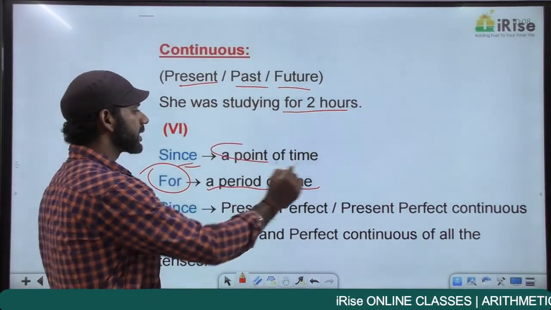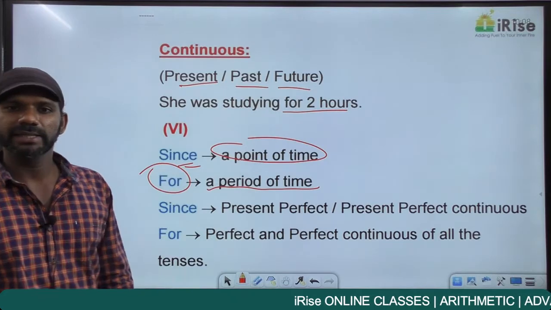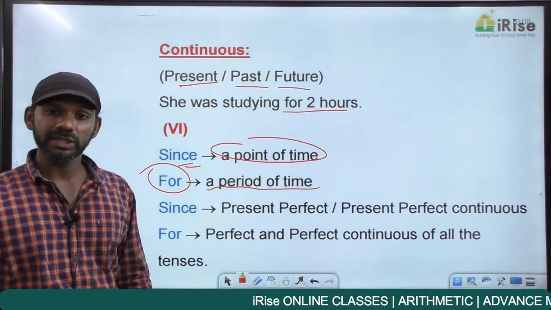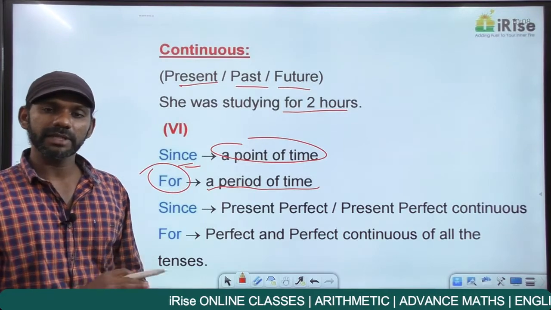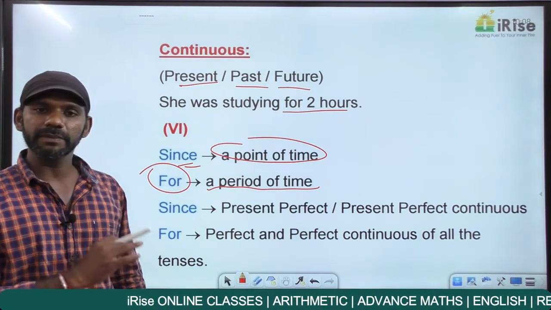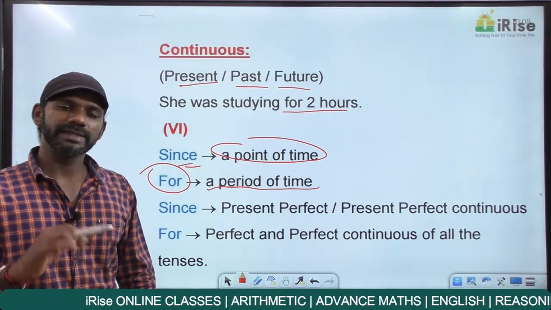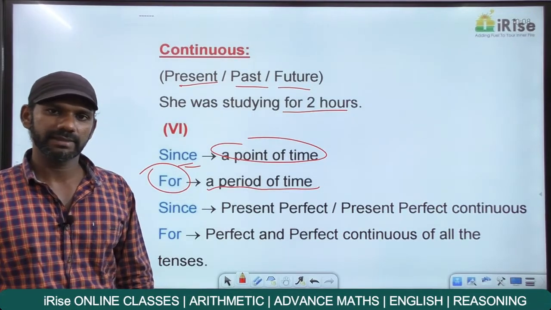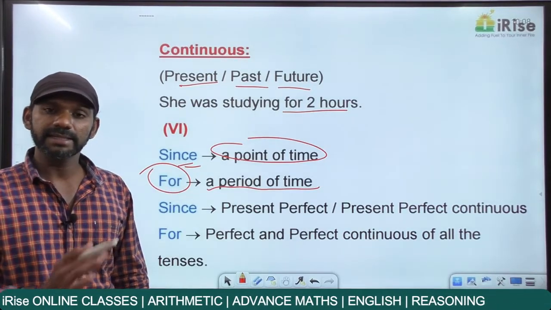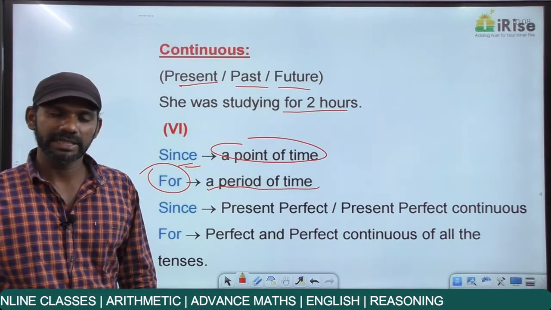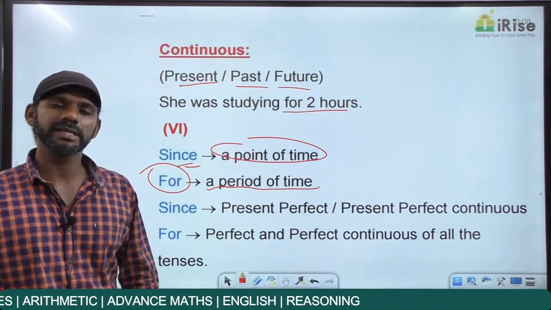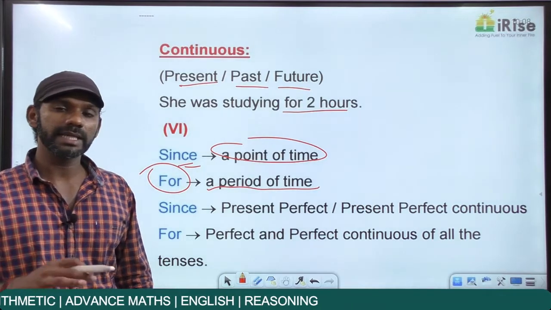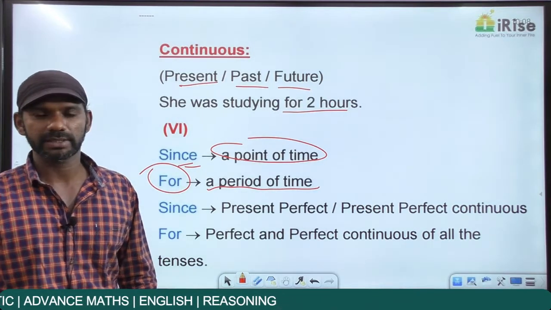"Since" is used with a point of time. If I say since 2010, since 2 o'clock, since morning, since yesterday, these are points of time, so it must be "since". Period of time, it must be "for". Now "since" is used for an action that has started and is still going on. For any action that has started and is still going on, we use "since". If I say, "I have been working here since 2000."